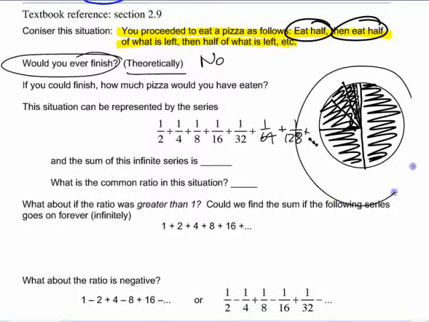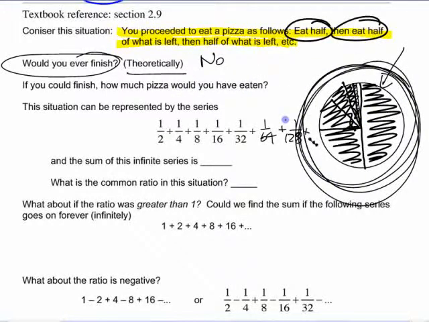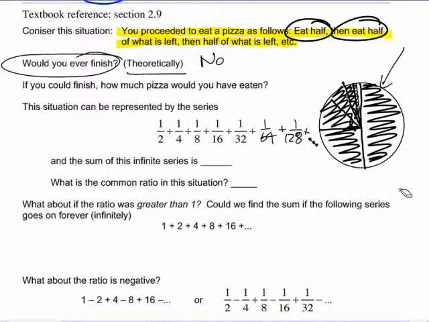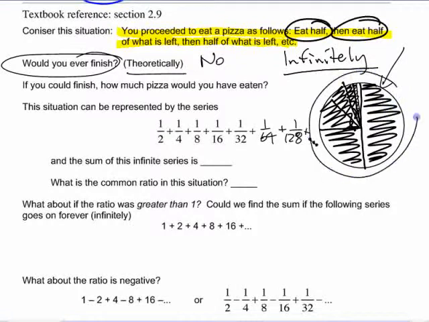But if you look at the picture, by the end of it, how much have you eaten? If this went on infinitely, what does this add up to? How much pizza have you eaten? One pizza, right? If you let it go infinitely, if we stop at any point, you haven't eaten a whole pizza. But if you let it go infinitely, you've eaten one pizza.